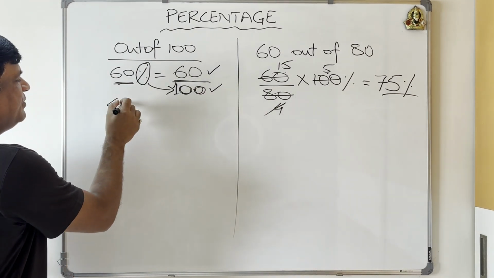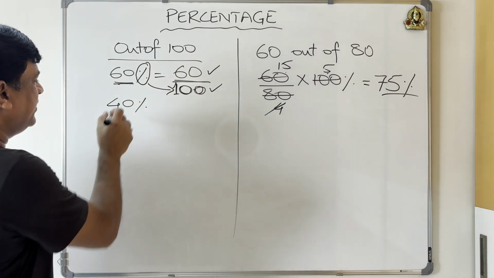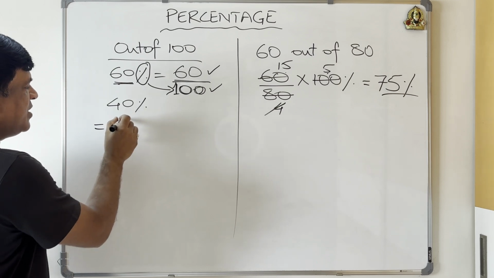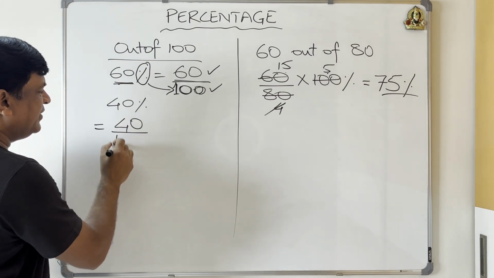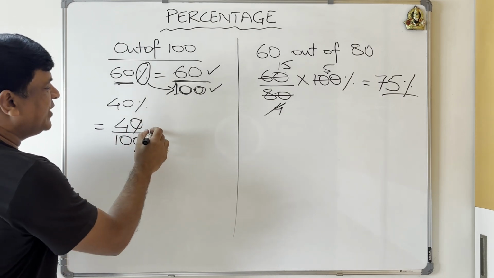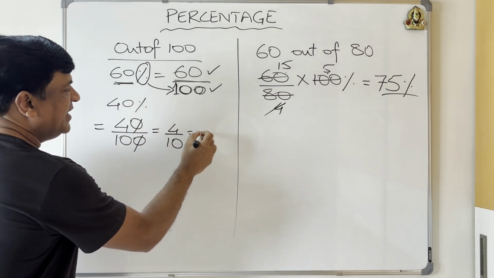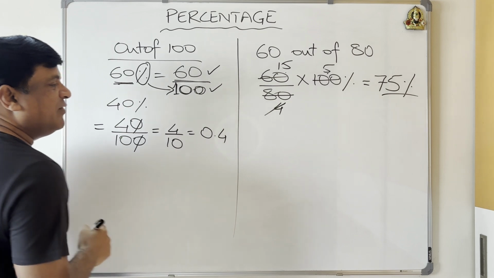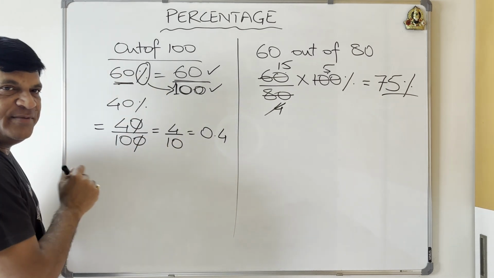Suppose they gave you 40% and ask you to represent this as a decimal. As I told you, I'm not going to write this percentage symbol. Instead, I'm going to write divided by 100. So the zeros get cancelled out, you have 4 by 10, which is 0.4. So we have represented this in the form of a decimal.